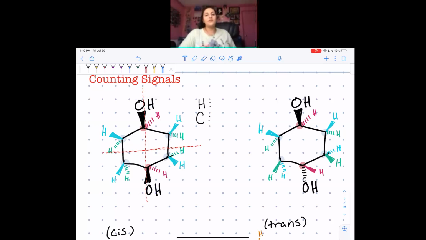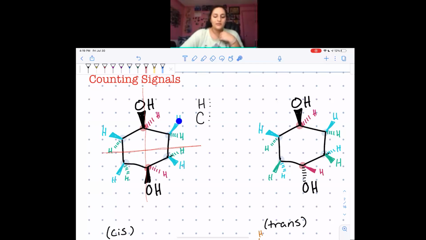But in addition to this kind of flat symmetry, we also have to keep in mind the fact that these 2 groups are both pointing upwards. So the top of the ring and the bottom of the ring are different, which means each of these carbons will have 2 separate signals.